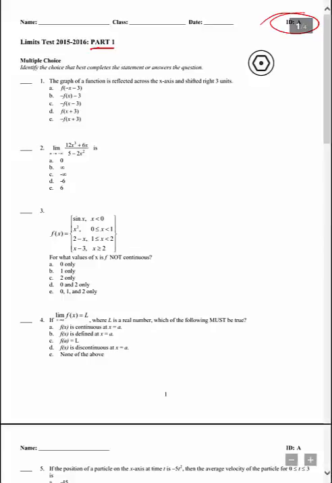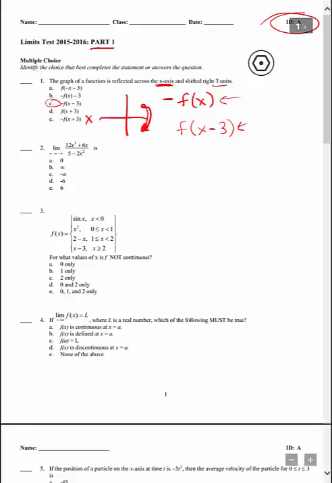The first one said that a function is reflected across the x-axis. When you reflect across the x-axis, over the x, the y value becomes negative. So that f of x part, the f becomes negative. Then when we shift something 3 units to the right, we subtract it directly from x. Both of these are happening, and that's going to match up with the letter C.